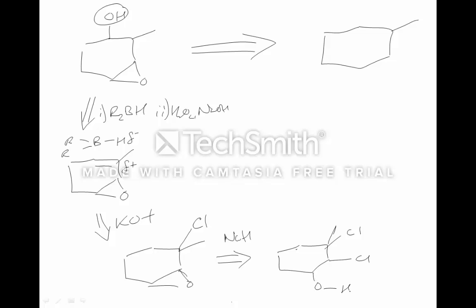What happens? The sodium hydride deprotonates. You get an O-, that comes in and does SN2 on the Cl and pushes that out. 3-membered rings are more favored than 4, just FYI. Okay.